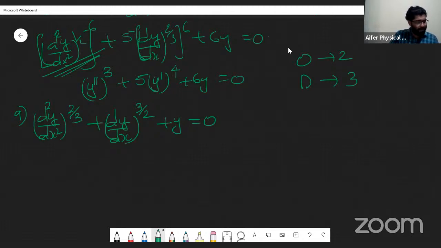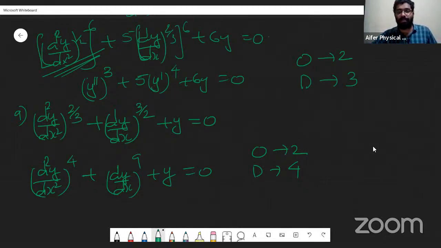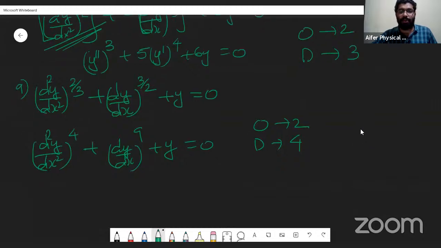Here also, if you see 3 and 2, take the LCM, 6. If you do that, d square y by dx square, multiplying the power with the 6, you will get 4, right? Plus dy by dx, you get 9, plus y equal to 0. So the order is still 2. The degree of this differential equation is just 4. Okay, this is the way to find the order and the degree of the differential equations. I hope the idea is clear to you.